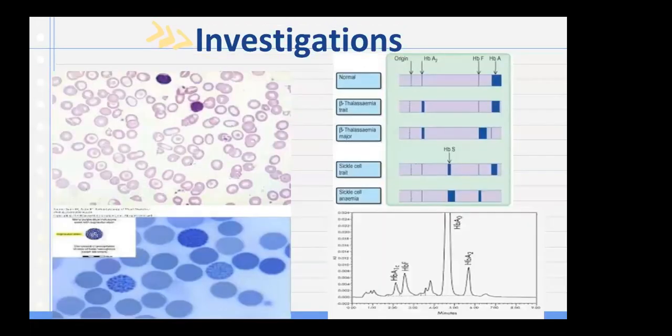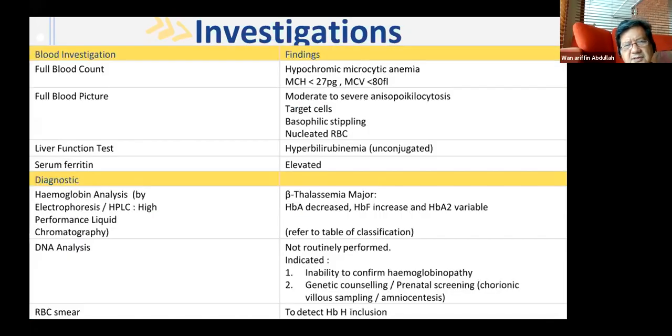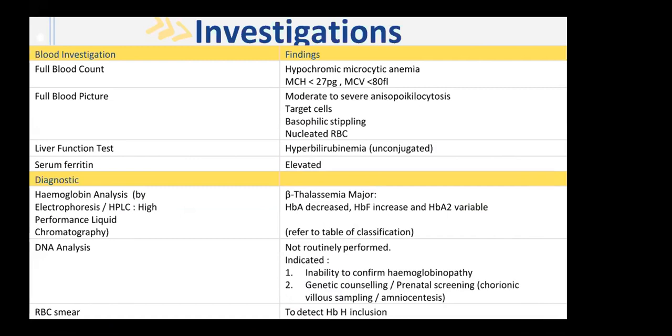Okay, these are the pictures. Can you go back there? Okay, prenatal screening, for example, chorionic villus sampling, amniocentesis. What do you mean by that? I think it is to detect early for the child, if the patient.